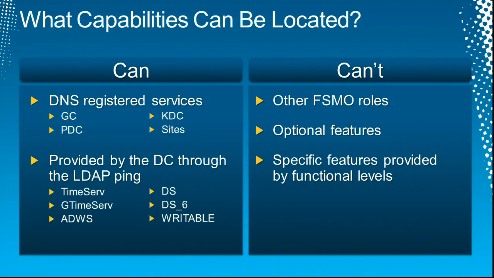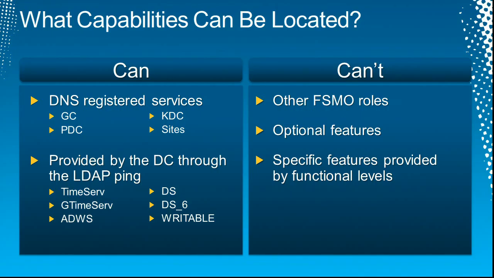Now, let me move on and talk about what capabilities can and what capabilities cannot be discovered by DC Locator. So certainly all the DNS information that is registered as service records is located by DC Locator, which includes the primary domain controller, if the DC is a GC, what site the domain controller is in, and if the DC is a KDC or not. The rest of the different capabilities will be given by the LDAP ping. So that includes, is the DC a time server, for example? Is the DC an ADWS? And there are some more.